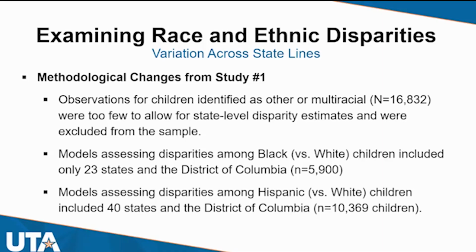Also, models that assessed disparities between Black versus white children included only 23 states and the District of Columbia, with a significantly smaller sample size of 5,900 children. That was because there was not a critical mass of Black children in certain states to generate statistically accurate or representative estimates. And for similar reasons, the models that assessed disparities for Hispanic versus white children included only 40 states and the District of Columbia, and the sample size was a little over 10,000 children.